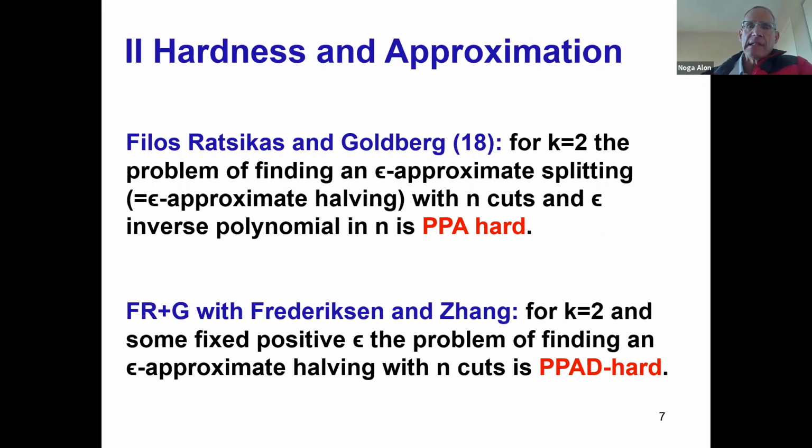So the result here is that for k equals 2, just 2 thieves, we want to split the necklace into 2 parts, then the problem of finding an epsilon approximate splitting, even not for epsilon equals 1, using the minimum number of cuts, so n cuts, here k minus 1 times n is n cuts, with epsilon that is inverse polynomial in n, is PPA hard. Namely, if we can do this in polynomial time, then, for example, we can find a Nash equilibrium in polynomial time.